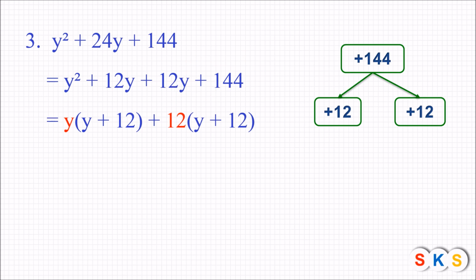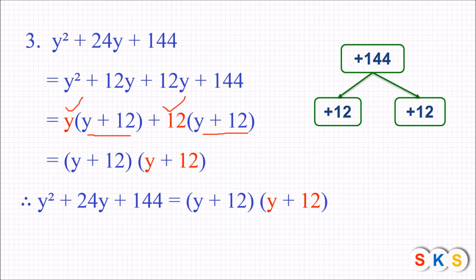Now what is common in these two groups? y plus 12. You can see that y plus 12 is common. That we will write in the first bracket. And what is left other than this? y plus 12. That we will write in the second bracket. So we will get y plus 12 into y plus 12. So the factor of y square plus 24y plus 144 is y plus 12 into y plus 12.